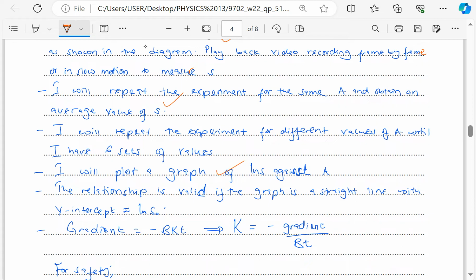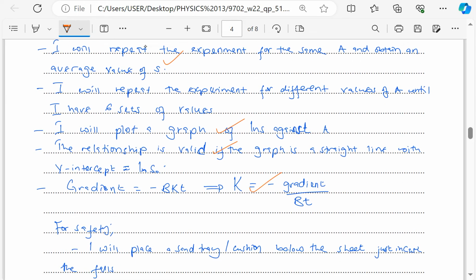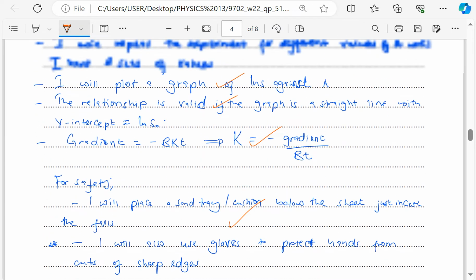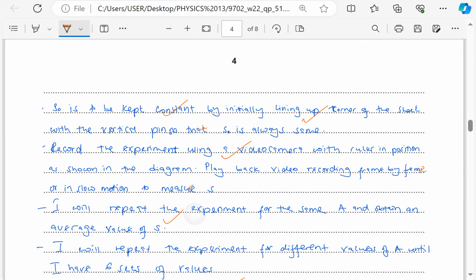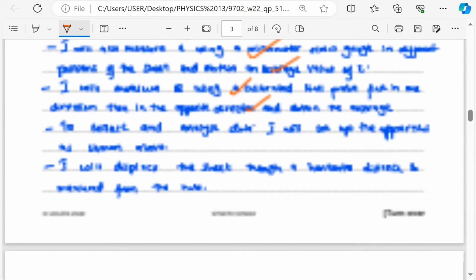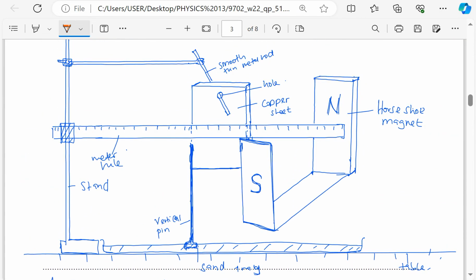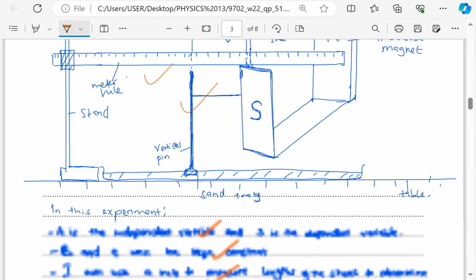Then analysis: which graph to plot, ln of S against A. Analysis of when the relationship is valid, if it is a straight line through the origin, then what k would be equal to. Then 1 mark for safety. So you have 1, 2, 3, 4, 5, 6, 7, 8, 9, 10, 11, 12, 13, 14, 15. And of course, there are almost 2 or 3 marks here. So the examiner will pick out only 15 marking points to give you 15 out of 15.